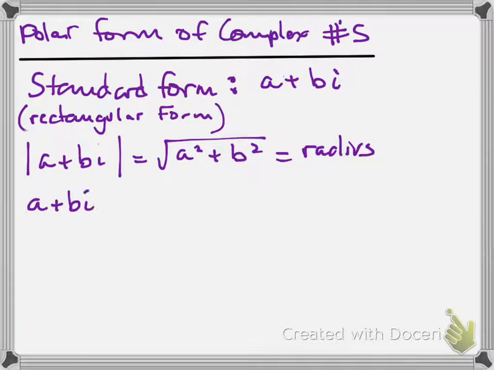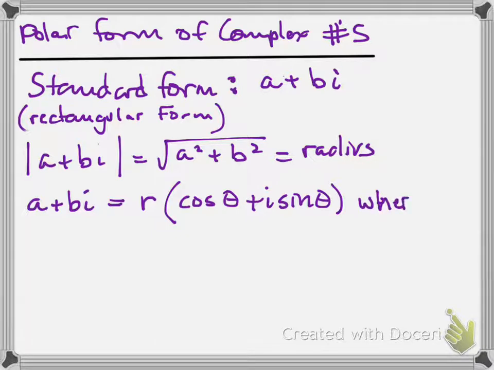is related to standard form. So A plus BI equals, here's polar form, R, that's the radius, we already know what that is, times cosine of theta plus I sine of theta, where R is the radius of the number. That's also the absolute value, right? The radius of the number.